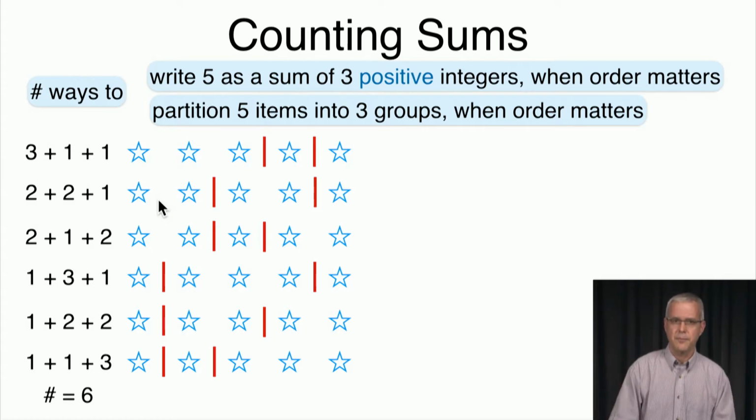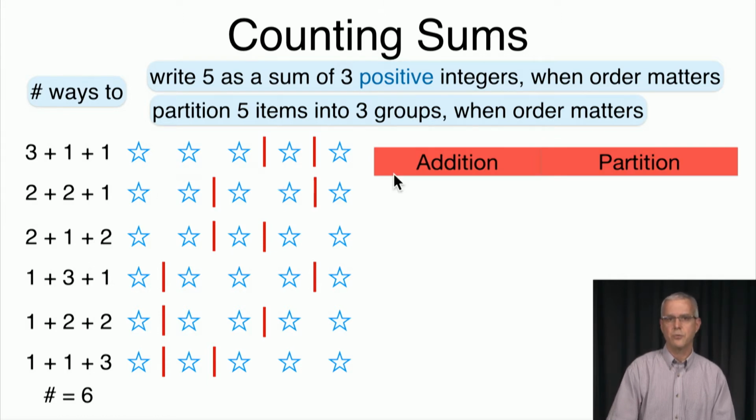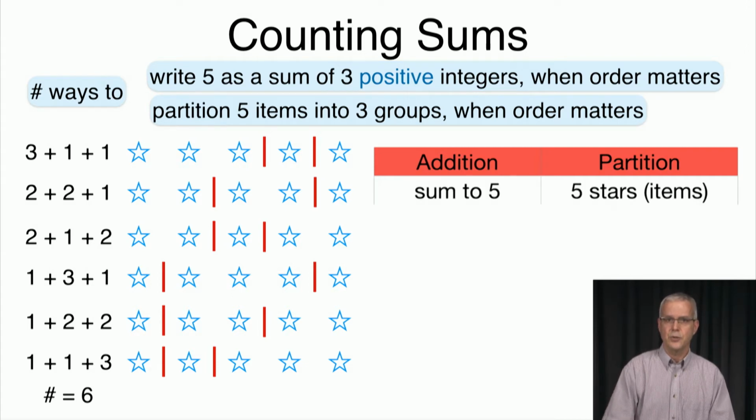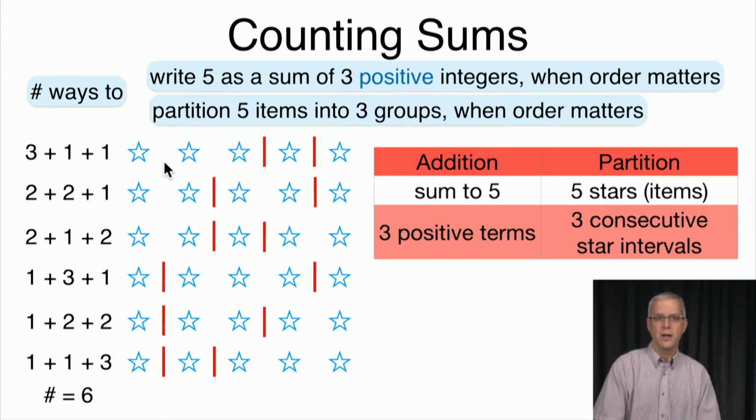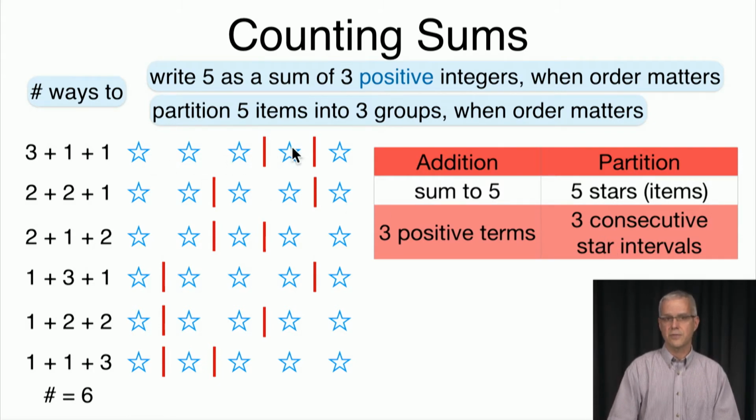So let's reflect a little bit on the analogy. Let's look at the similarities between the addition on the left and the partition on the right. In the addition, we look at things that sum to 5. And similarly, for the partition, we look at 5 stars, or 5 items. We're partitioning 5 items, just like here we're writing things that sum to 5. For addition, we have 3 positive terms. And here we have 3 consecutive star intervals: an interval of 3 stars, an interval of 1 star, an interval of 1 star. They have to have at least 1 star.